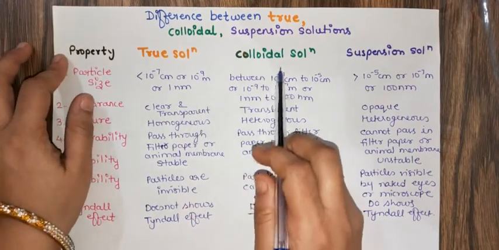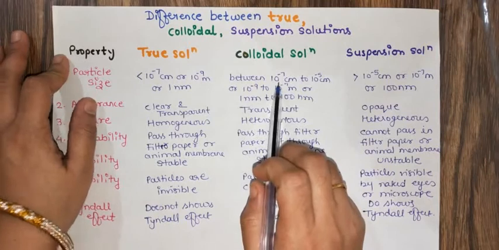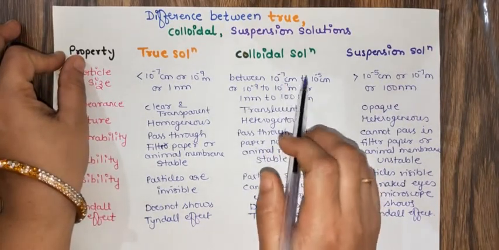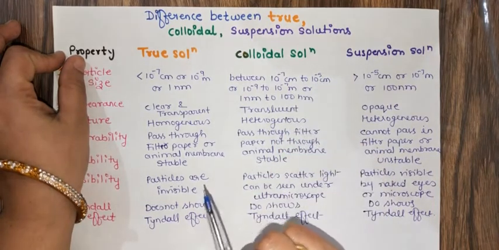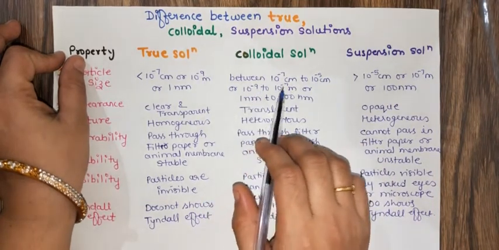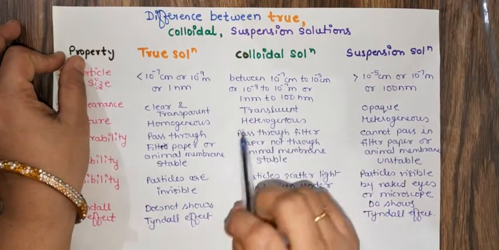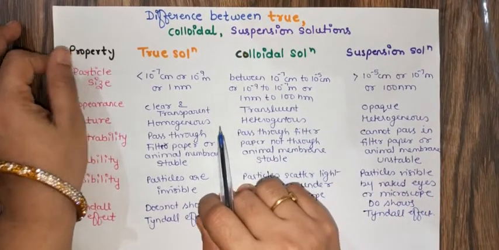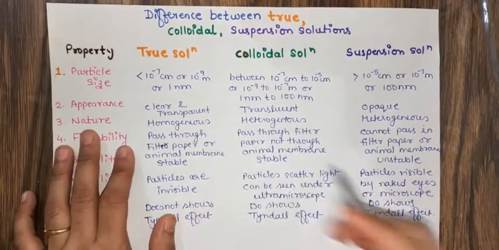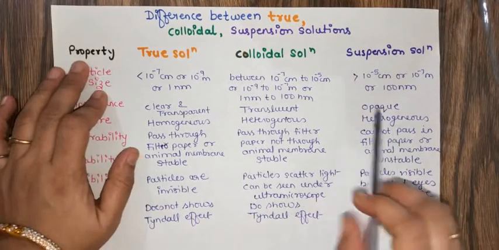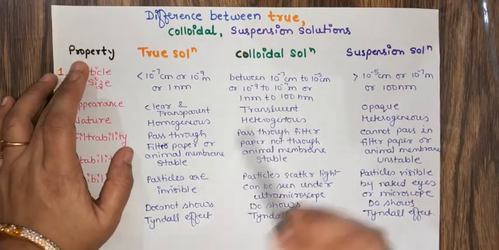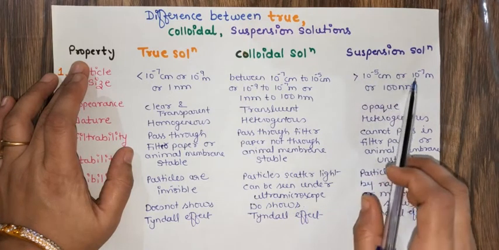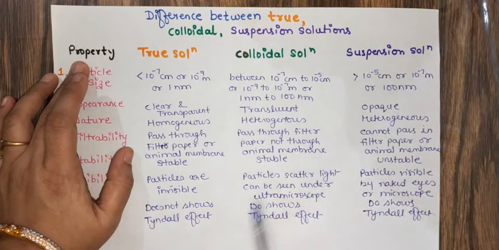While in a colloidal solution, the particle size lies between 10 to the power minus 7 centimeter and 10 to the power minus 5 centimeter, or 10 to the power minus 9 to 10 to the power minus 7 meter, or 1 nanometer to 100 nanometer. In a suspension, the particles are large enough, much bigger than colloidal or true solution: more than 10 to the power minus 5 centimeter, or 10 to the power minus 7 meter, or 100 nanometer.